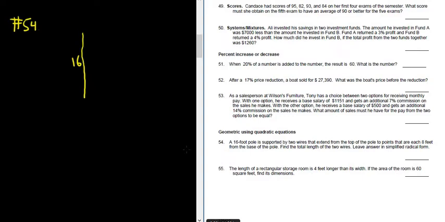It's supported by two wires that extend from the top of the pole to points that are each 8 feet from the base of the pole. Okay, so there's two wires, and they extend from the top of the pole to points that are each 8 feet from the base. So it extends from the top to some point over here, and this distance here is 8. And the same thing has to happen over here because there's two wires. And this distance here is also 8.